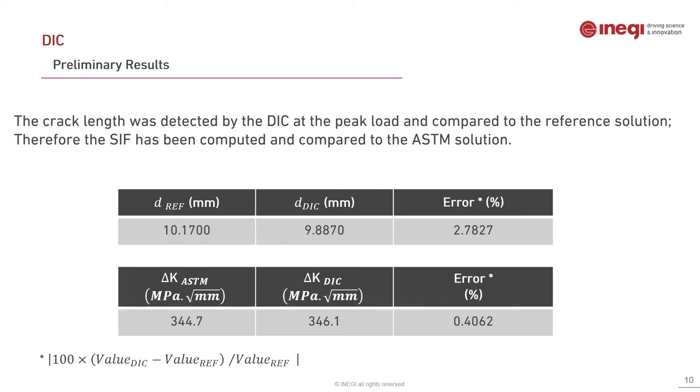The fatigue crack, actually eliminating the notch, is 10.70 millimeter by the reference, which is basically obtained from the traveling macroscope. And the digital image correlation actually detected the crack as 9.9 millimeter with a deviation of 2.8%. Regarding the stress intensity factor, we use the ASTM standard, and it gave us a stress intensity factor of 345, and also through the digital image correlation it was obtained 346 with a deviation of 0.41%.